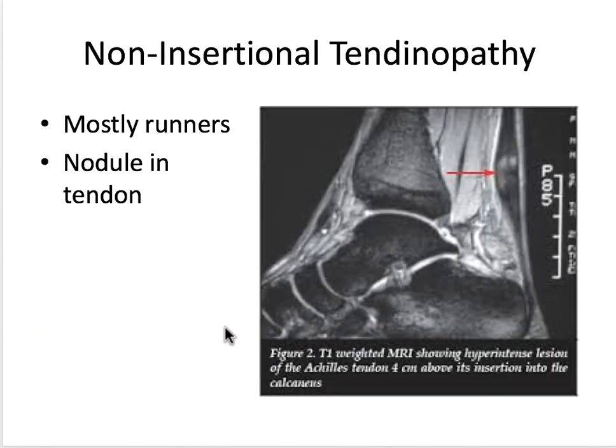So the first thing we're going to apply this to is non-insertional tendinopathy. It's mostly acquired in runners, and it's noted by a large nodule in the tendon, which is shown here. Just to orient you for a minute, this is the tibia, here's the talus, this is the calcaneus, so the ankle joint, the subtalar joint, and then here we see the Achilles tendon traversing superiorly. This large nodule is abnormal. The tendon should be much thinner, looking like this distal part down here.